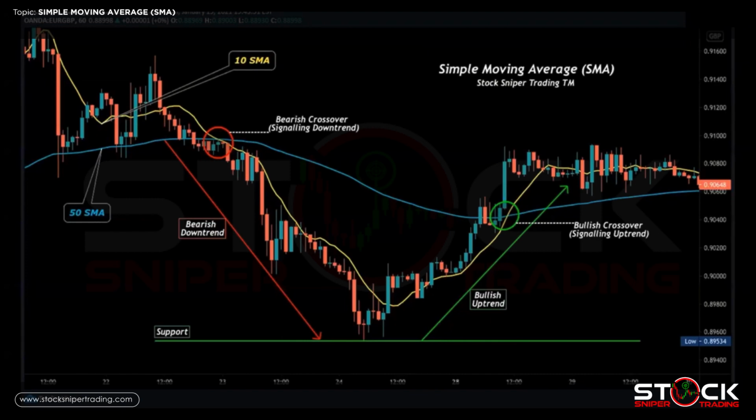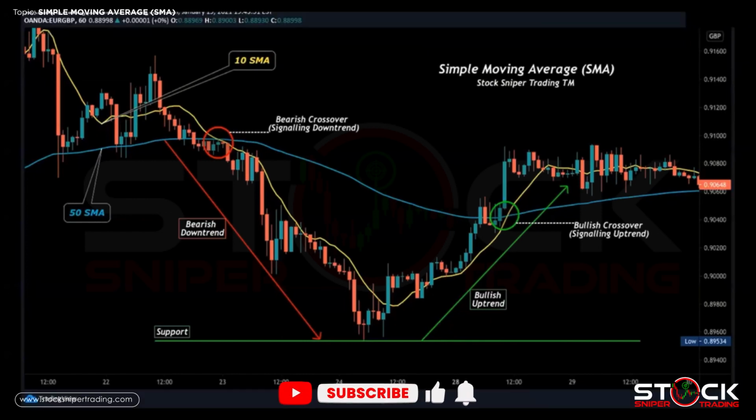Now we can start seeing, on the bottom of our screen, bullish candles starting to close above the yellow line as buyers come into the market. And then we have a bullish crossover signaling an uptrend where we have the yellow line cross above the blue line. This is where the 10 SMA is crossing above the 50 SMA. Our shorter time frame moving average is now crossing over our higher time frame moving average. We get a bullish crossover, and price action continues to go up where it begins to consolidate for its next move.